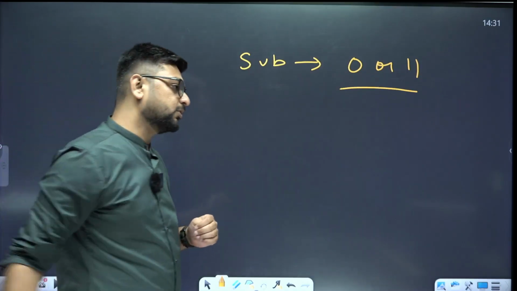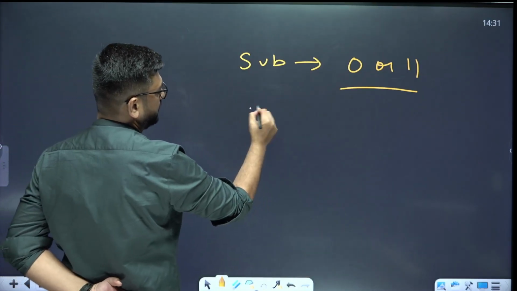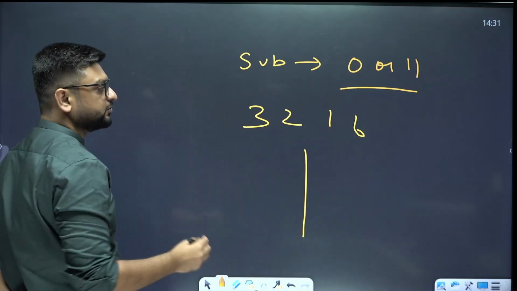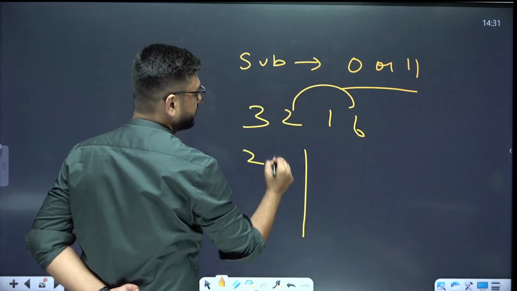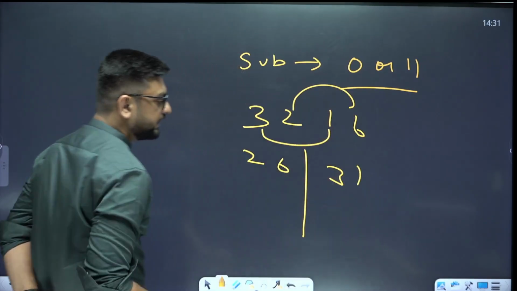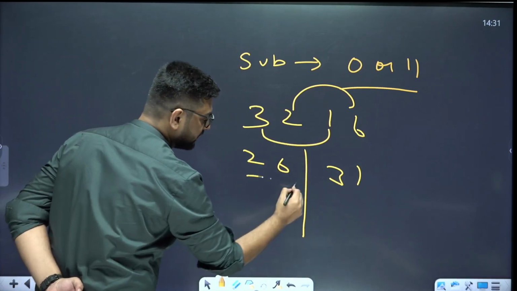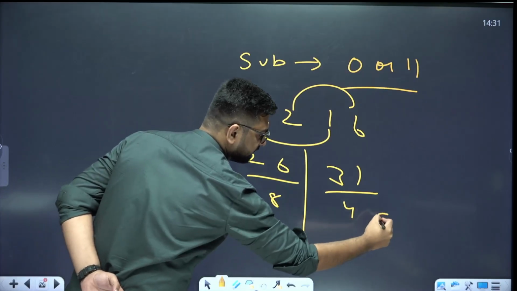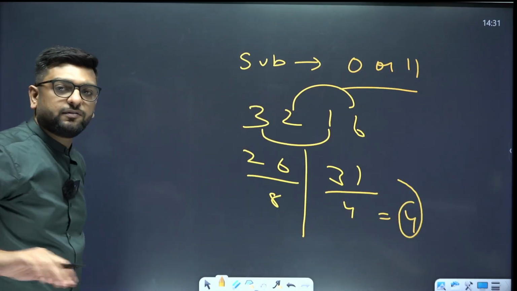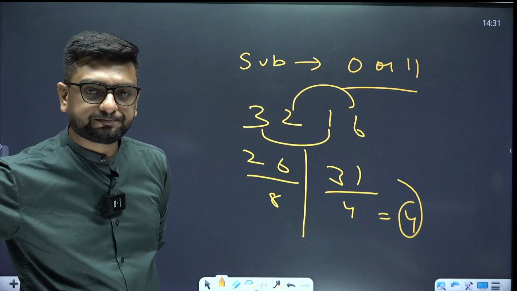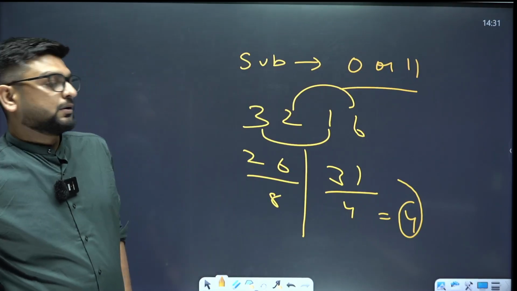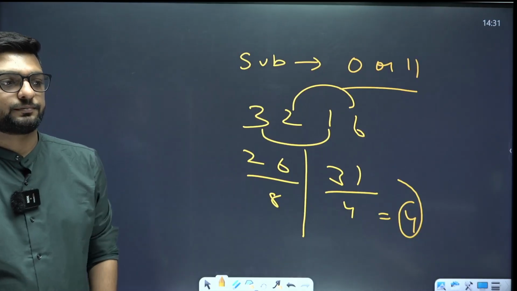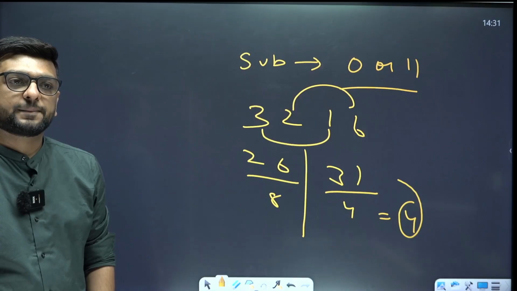Let me do it more. Let's suppose I have a number 3216. I'll create odd positions and even positions. Odd is 2, 6, even is 3, 1. All right. Odd addition is 8, even addition is 4. When I subtract, my subtraction is 4. It is not divisible by 11. Clear? Any doubt in this? This is our divisibility rule of 11. Is it clear?